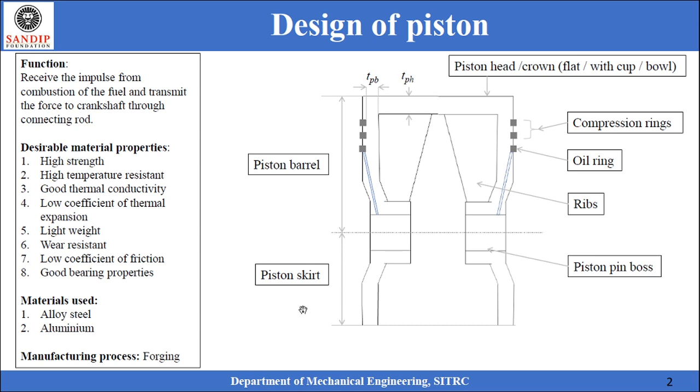Most of the side thrust will be taken up by the piston skirt, and the gas impulse will be taken up by the piston barrel. The top portion of the piston is called as piston head or crown. For SI engines, this crown can be flat or it can have a shallow cup in it. For CI engines, this crown or the head may have a bowl carved into it.